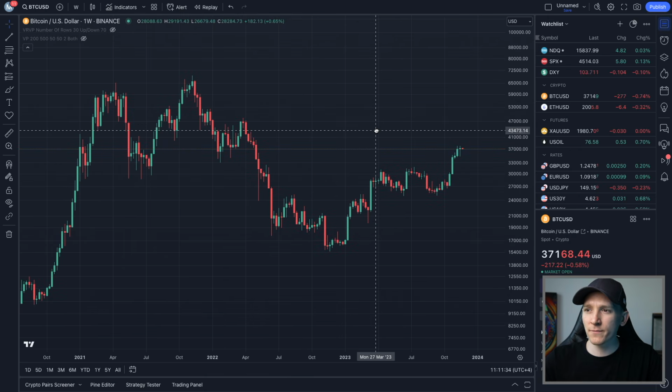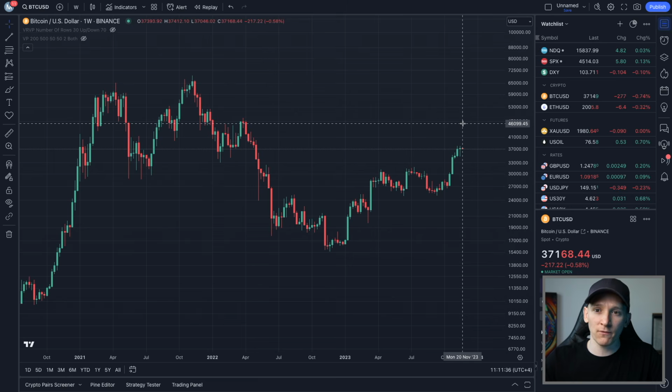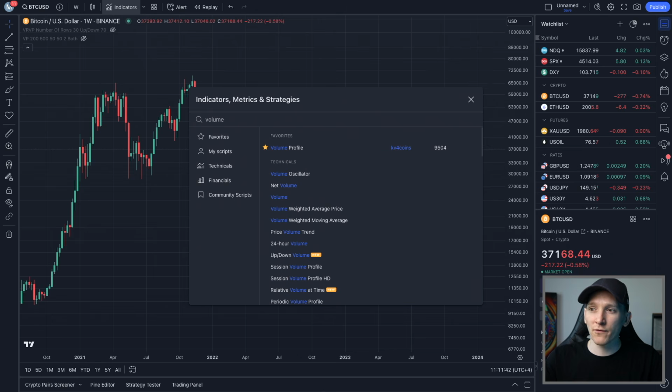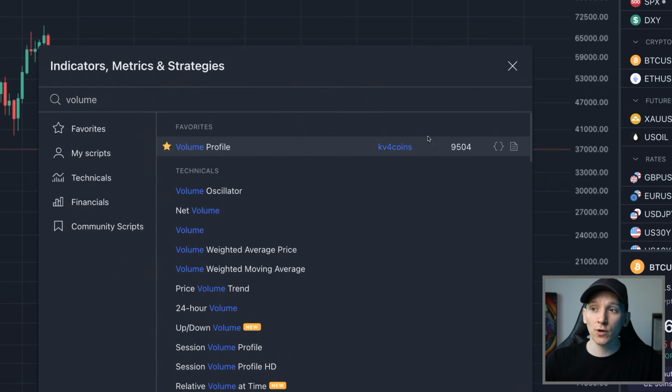So firstly, we're going to come to TradingView and put VPVR onto our chart. We're going to come to indicators here and then type volume. If you don't have TradingView, I'll link them below. It is free to use, and this data is free as well. So we want this one here, which is volume profile. It's a community script by KV4Coins, so you can use this one for free.